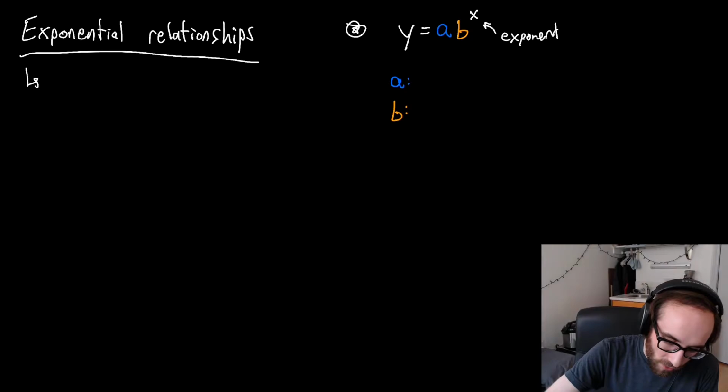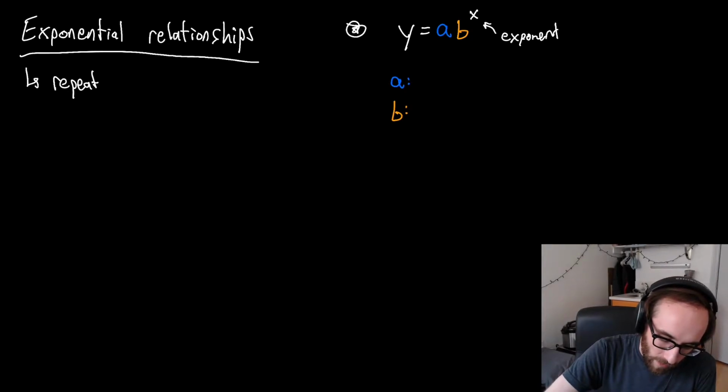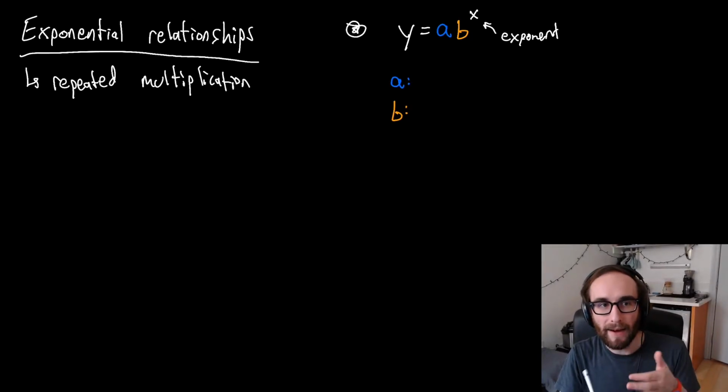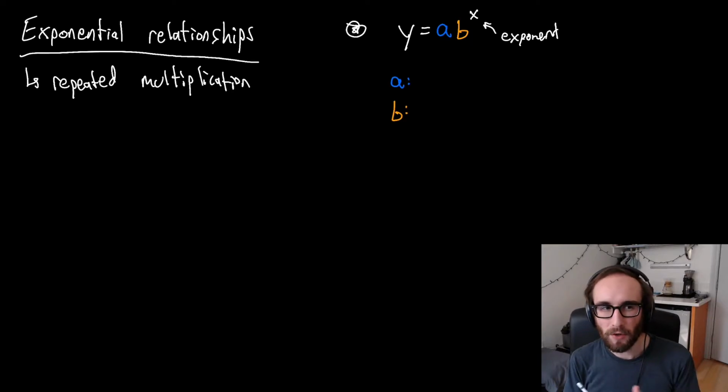So exponential relationships are defined by repeated multiplication. With linear relationships, we're repeatedly adding the same number again and again, which we call the slope. For example, we might be adding 3 each time to get from one y value to the next. For exponential relationships, instead of adding a certain value, we're going to be multiplying by a value. For example, if we're doubling something, we're multiplying by 2.